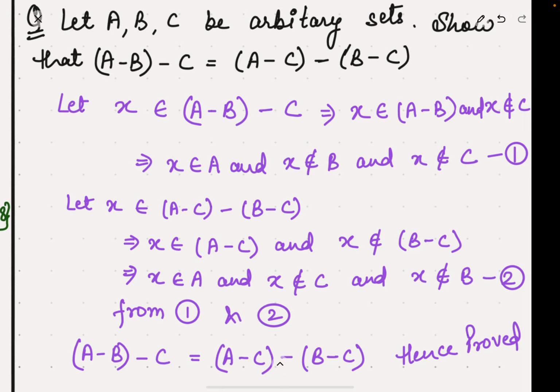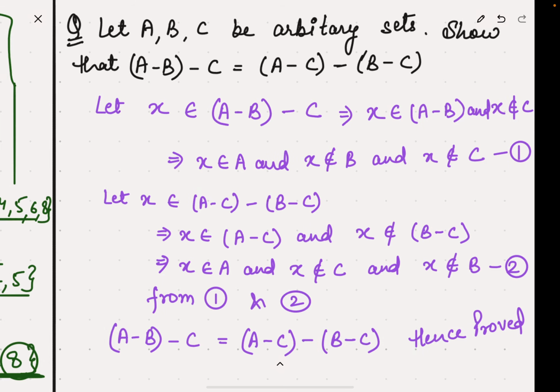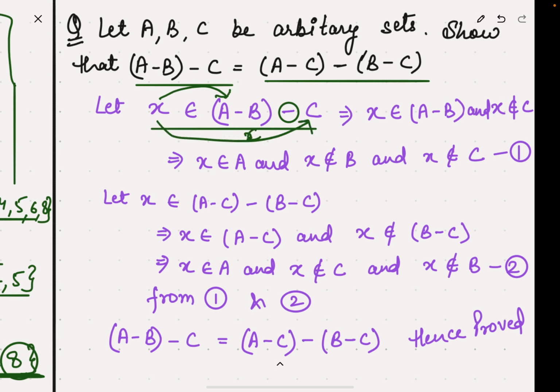Coming on to one of the last questions. Here we need to prove A minus B minus C equals A minus C minus B minus C. Again the first step will be to take an element that belongs to the LHS and open up the brackets. We know this minus means that X belongs to this, but X does not belong to this. So we open this up: X belongs to A minus B and X does not belong to C. Open up this bracket also. So X belongs to A and X does not belong to B, and this will be written the same here.